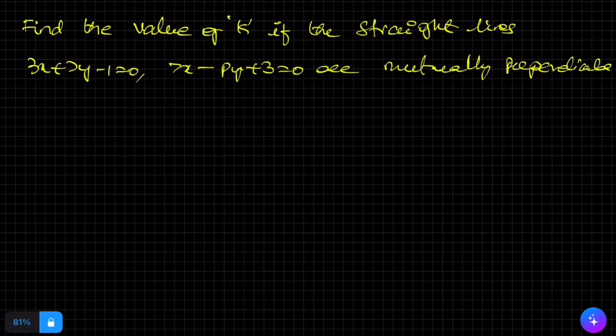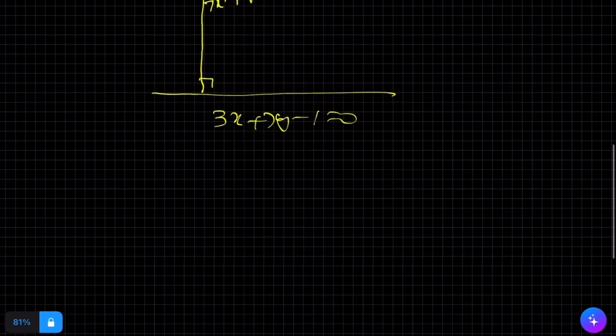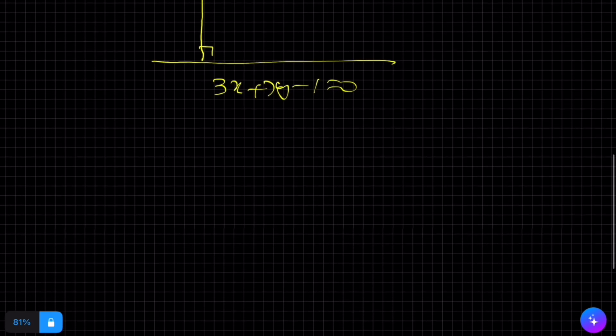In this question, we have two straight lines which are perpendicular to each other, and we need to find the value of p. So here my first straight line is 3x plus 7y minus 1 equals 0. The other one is perpendicular to this line. So this is the second equation, 7x minus py plus 3 equals 0. Now two lines are given, and given that they are perpendicular to each other.